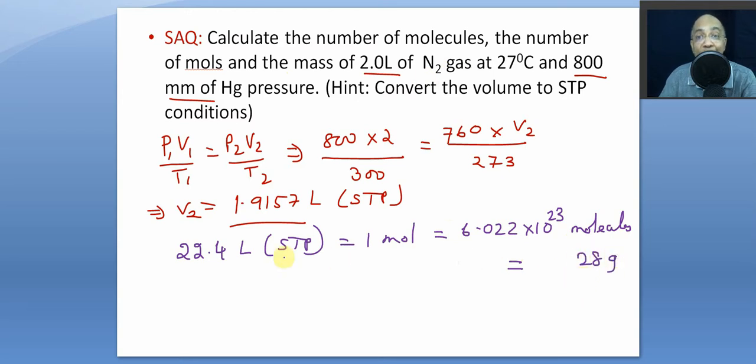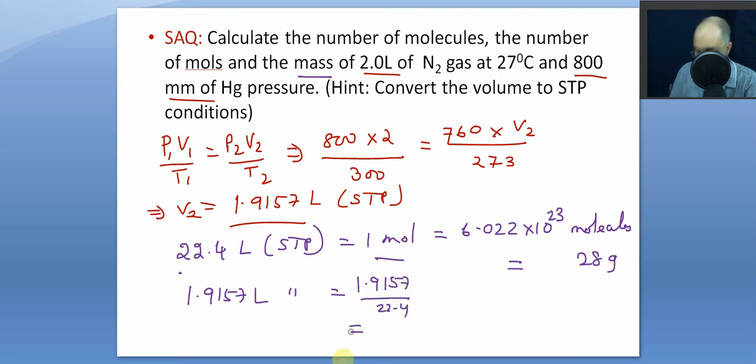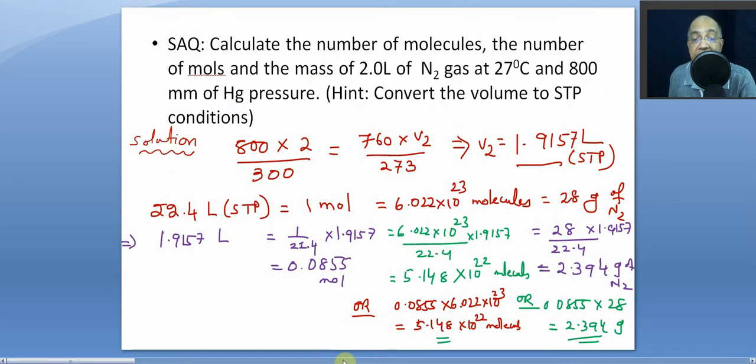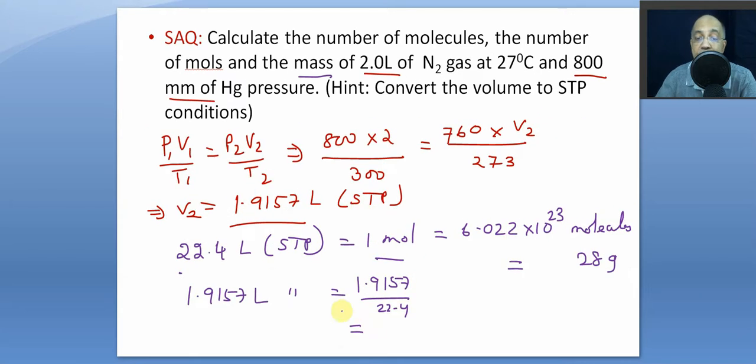Will you allow me to do it in one line? Yes. Find the mass. It is asking also about mass. I have written mole first. You will see, once I get mole, I will use this mole to get the number of molecules and mass. Now, if 22.4 liters is equal to 1 mole, then 1.9157 liters at STP is equal to 1 by 22.4 into 1.9157, that is 1.9157 by 22.4, and I have calculated it is 0.855 mole.